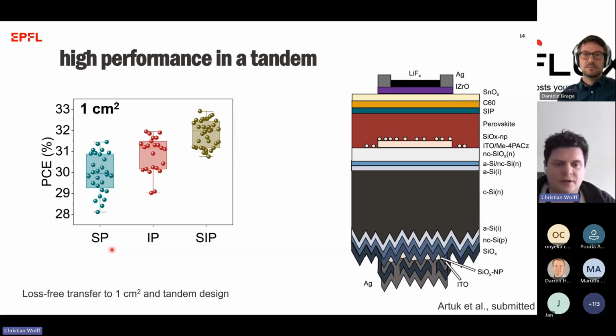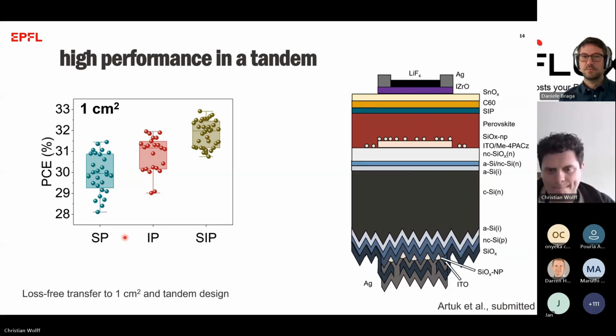As for the interface passivation agent, this is a piperazinium-based salt, which is then also very likely depositable on textures. So to answer your question, we haven't tried it for the IP and the SIP combo, but I'm relatively optimistic from experience with the SP.